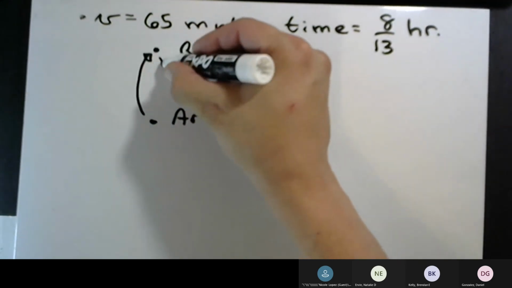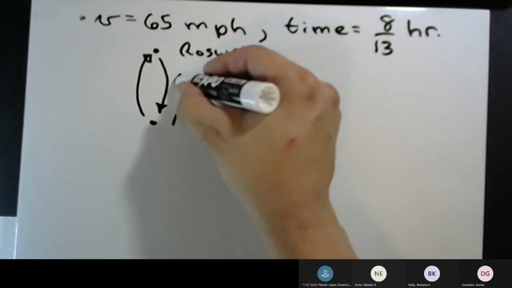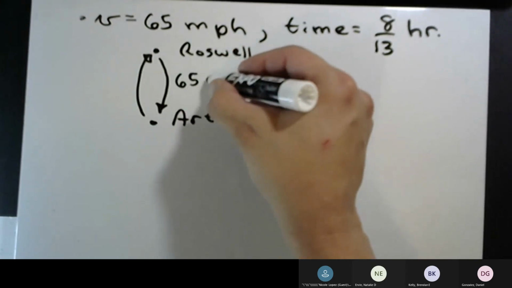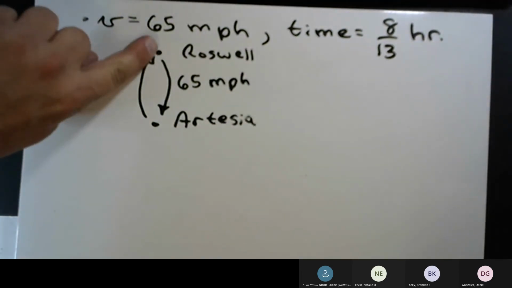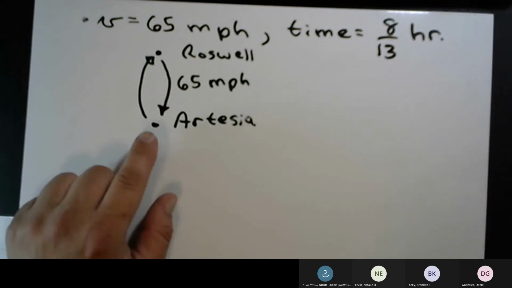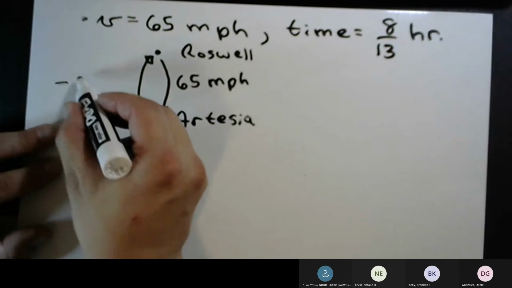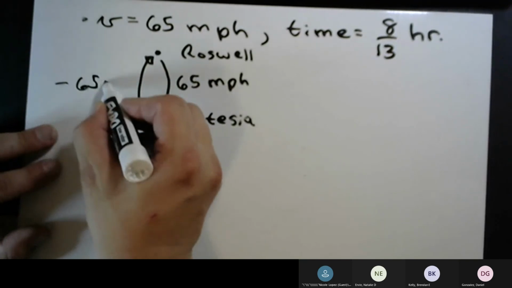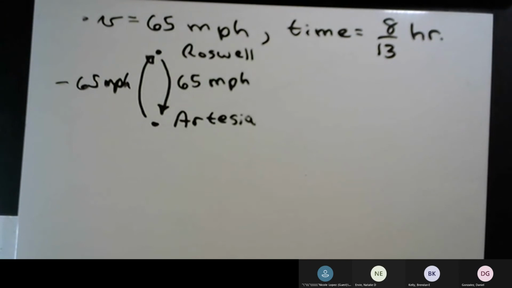So the way we can think of it is when you go from Roswell to Artesia, you're heading out from initial position 0. So we'll give this a positive velocity. But then when you go from Artesia to Roswell, you're going backwards, essentially. So we're going to call that negative 65 miles per hour.